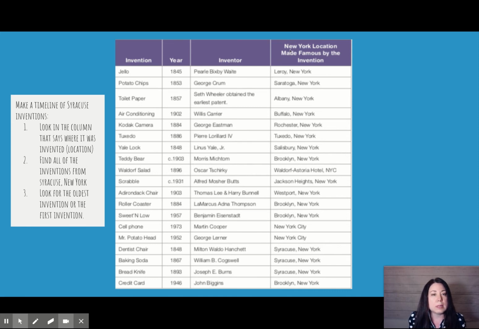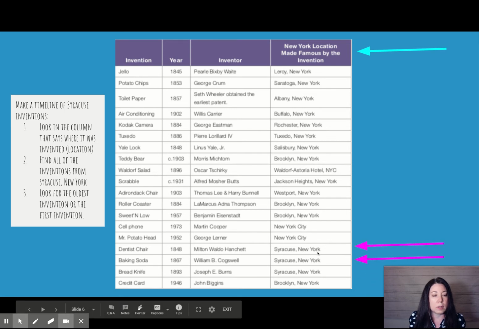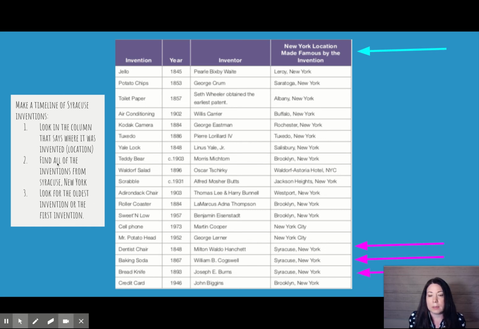So up here it says New York location made famous by the invention. All right, so I'm going to look there. That's where I'm looking, in this column. Then I'm going to scroll down with my eyes, and I'm going to find the inventions that say Syracuse, New York. Okay, here's 2 and 3. Awesome. That's number 2. Find all the inventions from Syracuse, New York.